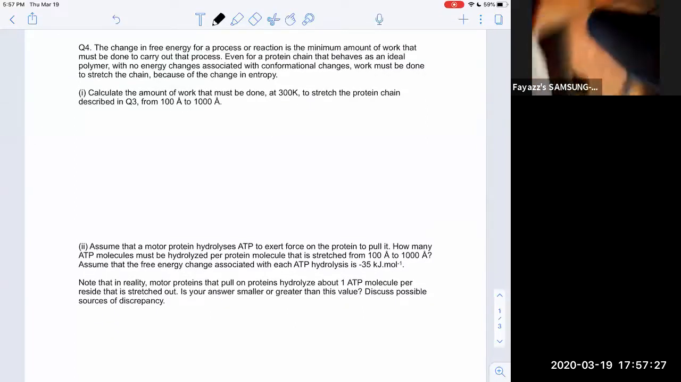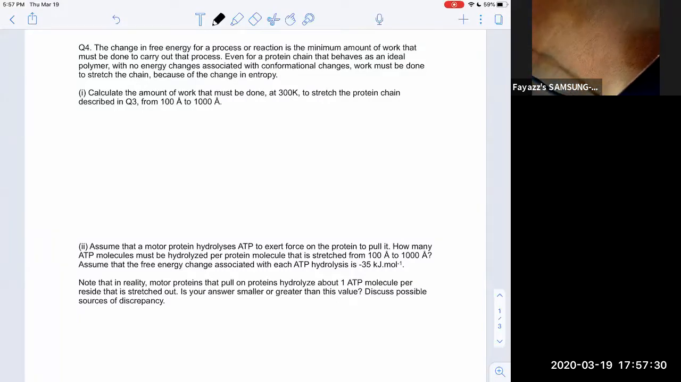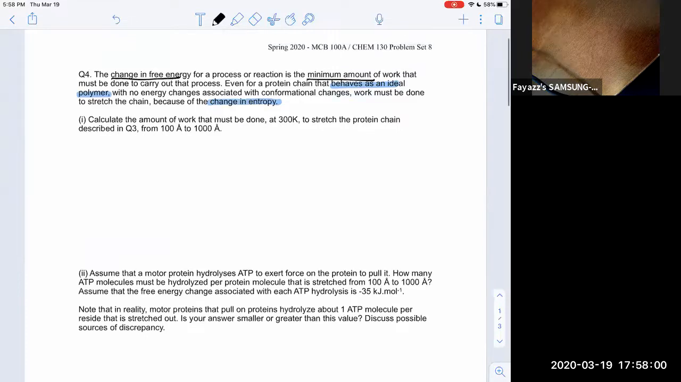So question four first says that we are trying to calculate the change in free energy, that is, the minimum amount of work that is required to carry out the process. And we are also told that under this condition, the protein chain behaves like an ideal polymer. The reason we have a change in free energy is the contribution of the change in entropy, so we're going to use the Helmholtz free energy formula.